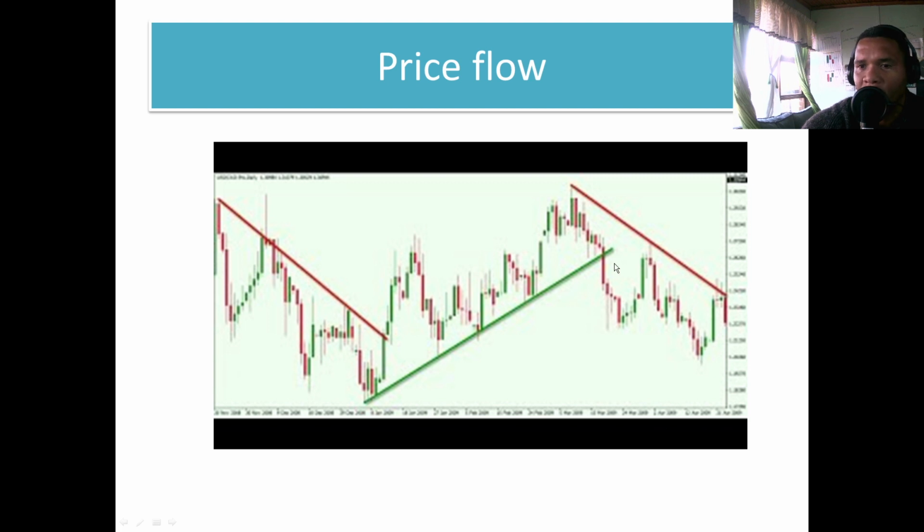There we have a retracement. There we have a range and an impulse. There we have a correction and an impulse, right? So this is what you will most likely see in price flow. Price will give you an impulse and a correction.